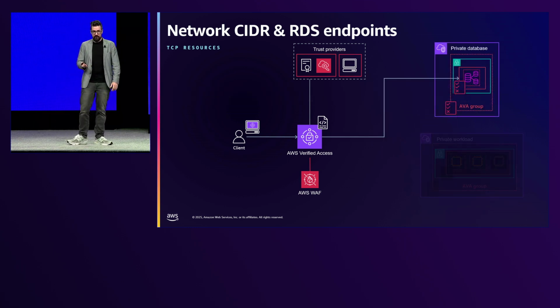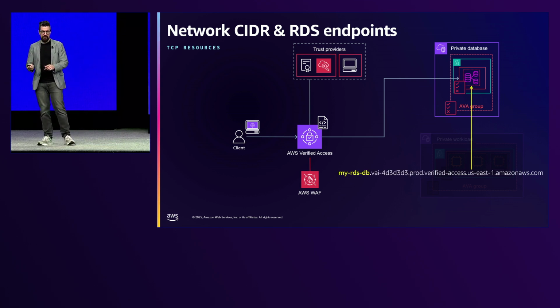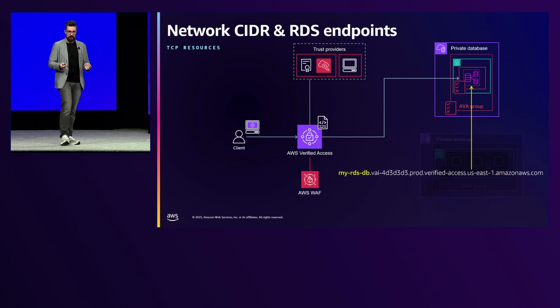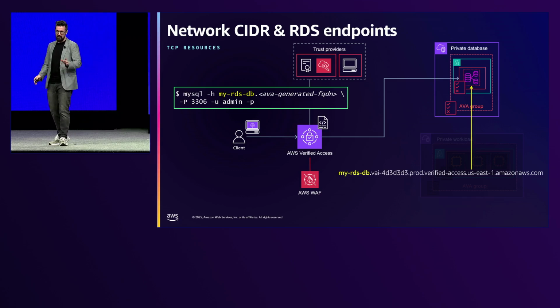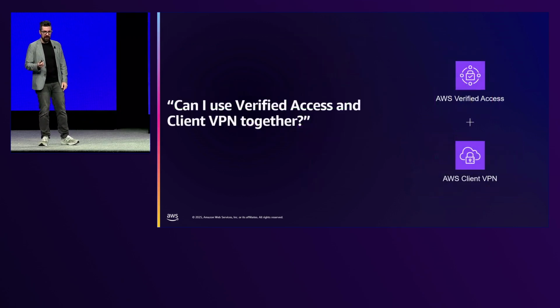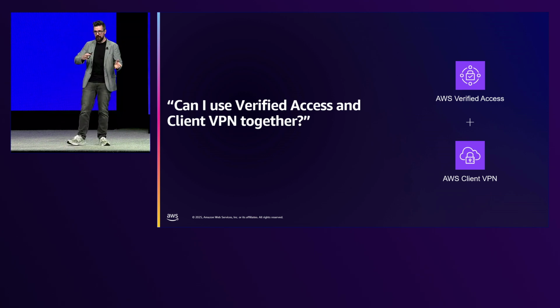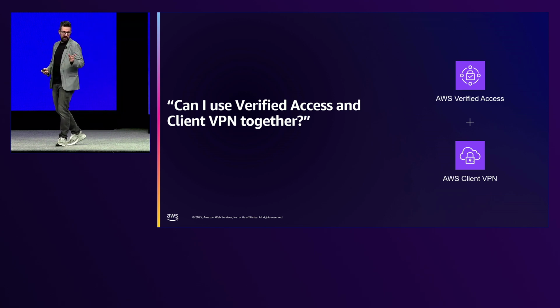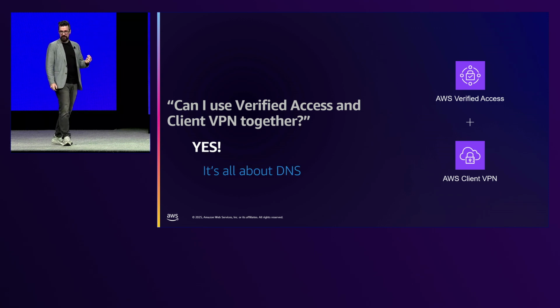Now for an RDS, the endpoint domain prefix we specified will be prepended to the DNS name that verified access generates for the endpoint. And again, I can use that FQDN to access my RDS database using the same tools I would as if I were on a VPN. Now you might be thinking at this point, okay, that's cool, but how do I migrate to this? I've got a VPN today. How do I move to this? So the good news is that you can use both of these together, and the way we'll do this is all about DNS.